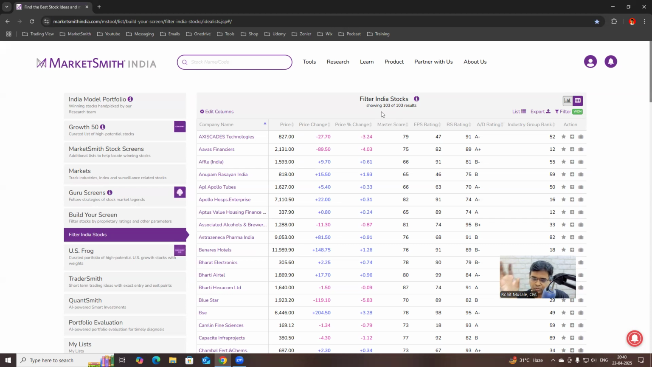Only those stocks which are forming a base, where the base is clearly marked, the pivot point is clearly marked, and the blue zone, the red zone, and the green zone are clearly marked. Only those charts you have to look at. How much time does it take? Maximum half an hour.